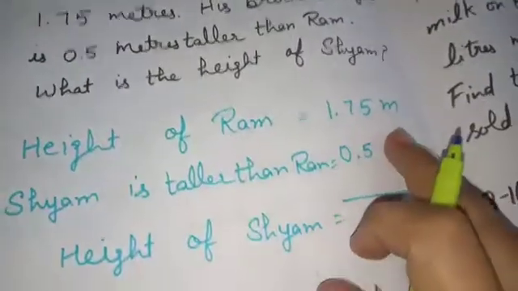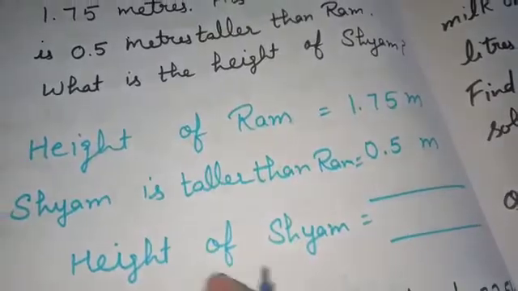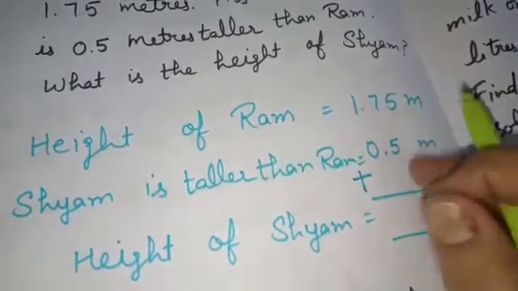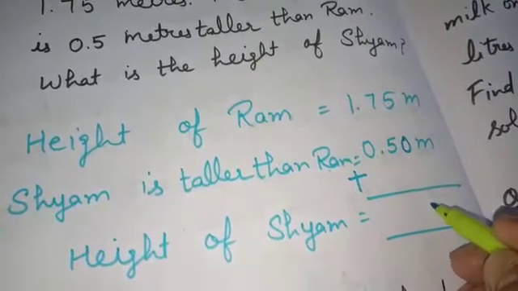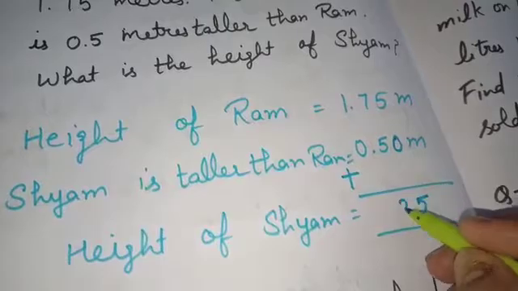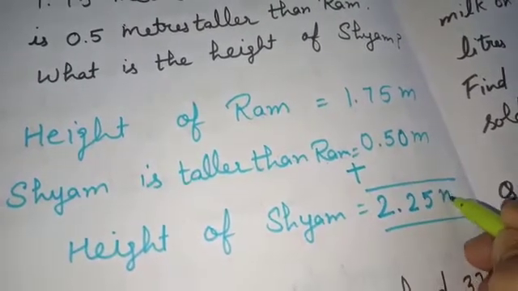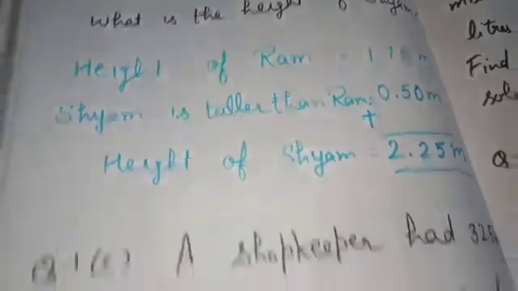Height of Ram is 1.75 meter. Sham is taller than Ram is 0.5 meter. So what will be the height of Sham? We will add. How to add? Just fill the free place to make the decimal like. Then 5 plus 0 5, 7 plus 5 12, carry 1, 1 plus 1 2. It's 2.25 meter height of Sham. Come to the next question.